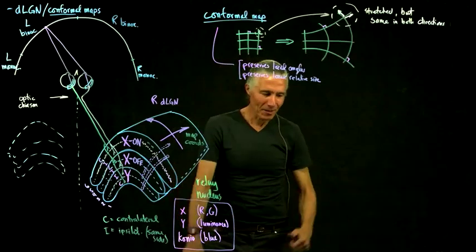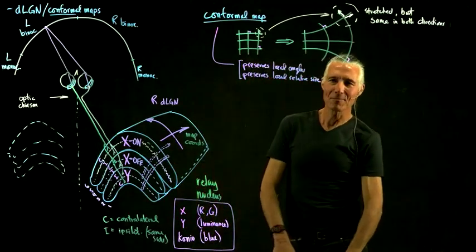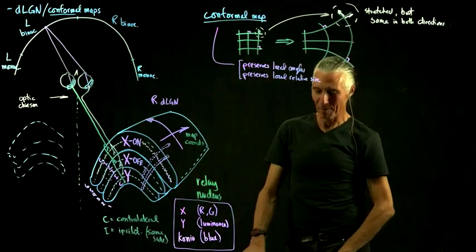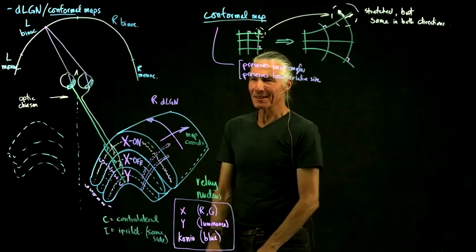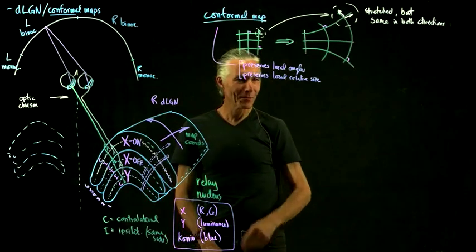Okay, so there you go. That's a conformal map. You always wanted to know what a conformal map was. Impress your friends. So what the frick does this have to do with the visual system?